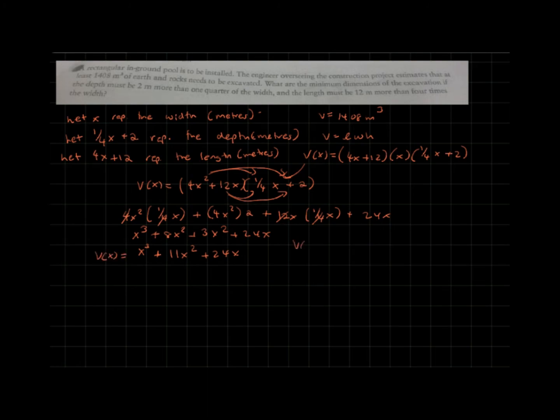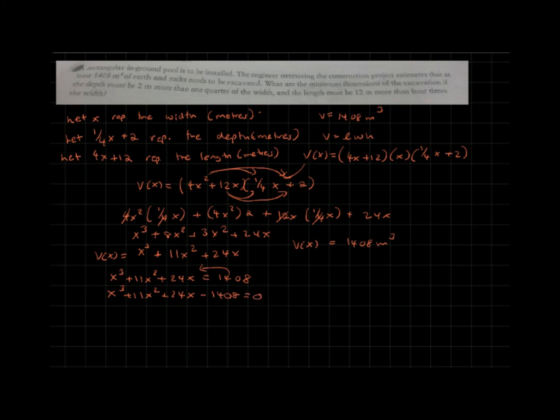We also know that the volume here should be equal to 1408 meters cubed, so I can equate that. x cubed plus 11x squared plus 24x is equal to 1408. Now you want to solve for x, and to solve a polynomial equation, you have to set one side equal to 0. So I'm going to get x cubed plus 11x squared plus 24x minus 1408 is equal to 0.